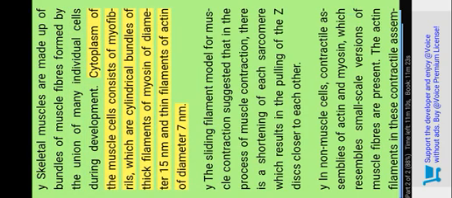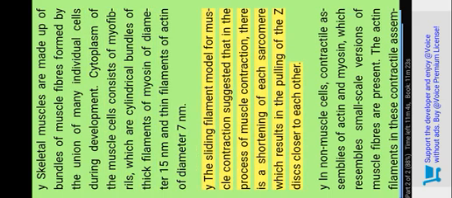The cytoplasm of the muscle cells consists of myofibrils, which are cylindrical bundles of thick filaments of myosin of diameter 15 nanometers and thin filaments of actin of diameter 7 nanometers. The sliding filament model for muscle contraction suggested that in the process of muscle contraction, there is a shortening of each sarcomere, which results in the pulling of the Z discs closer to each other.